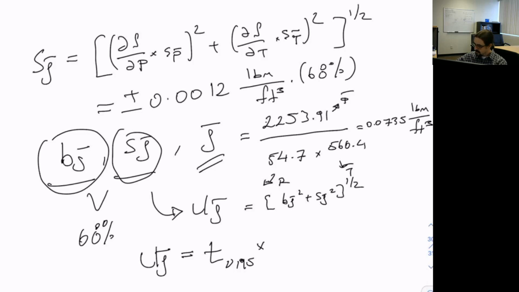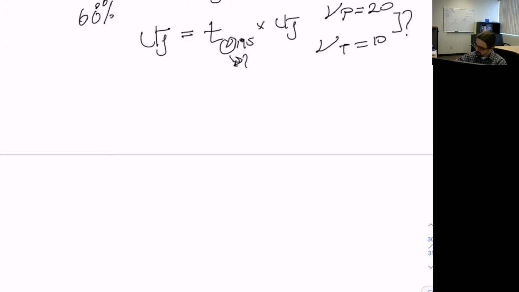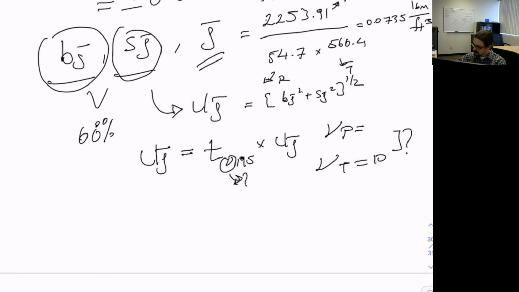So the question here is what the degrees of freedom are. Degrees of freedom for pressure was 20, and degrees of freedom for temperature was 10. How do we combine the two to get a combined degrees of freedom? Let me fix that right there. These were not 20 and 10. This was 19 and 9. Good that I caught that.